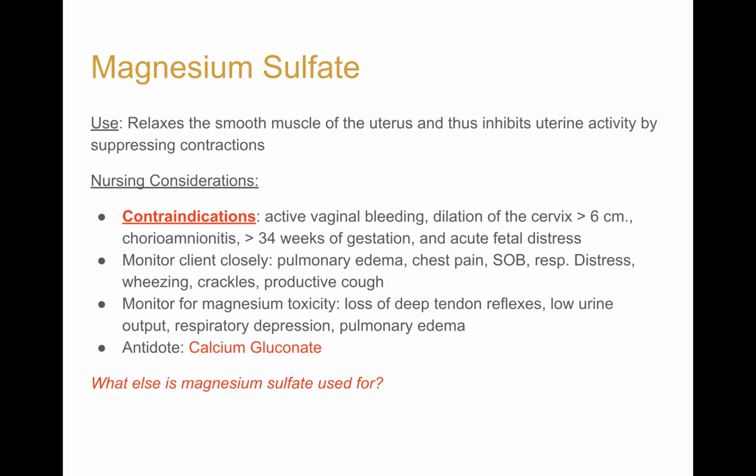So monitor for mag toxicity: loss of deep tendon reflexes, key. Low urine output, key. Respiratory depression, key. And pulmonary edema, key. So very, very important. What is the antidote? What can we give to reverse mag sulfate? Calcium gluconate, right? Calcium gluconate.